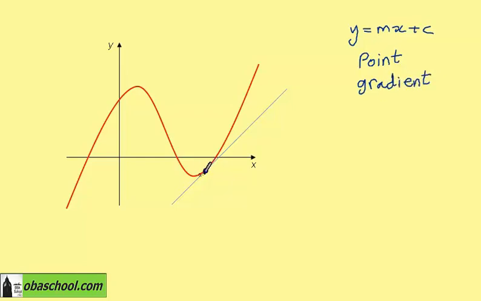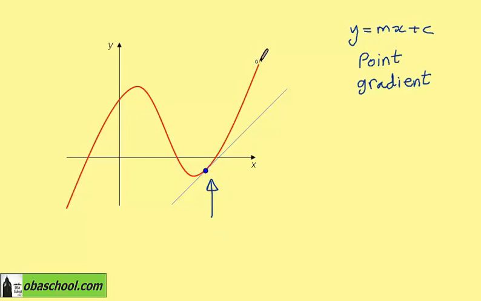This point here, where the tangent touches the curve, is a point on both the curve and the tangent. If we know the equation of the curve and we know the x-coordinate, we can find the coordinates of the point.